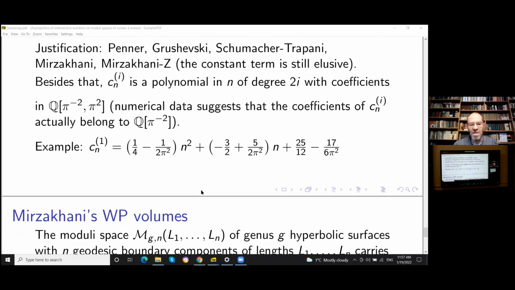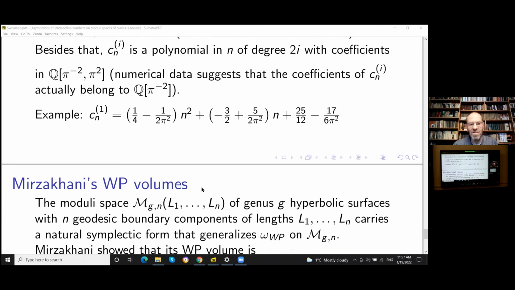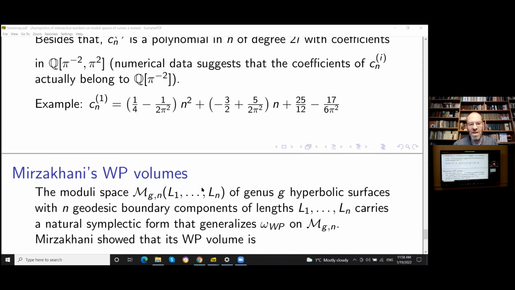So now let me finish with the Weil-Peterson volumes. These volumes appeared recently in a paper by Saad, Shenker, and Stanford on JT gravity. So Mirzakhani considered the following moduli space. She took the space of genus g hyperbolic surfaces with n geodesic boundary components of lengths L1 to Ln.